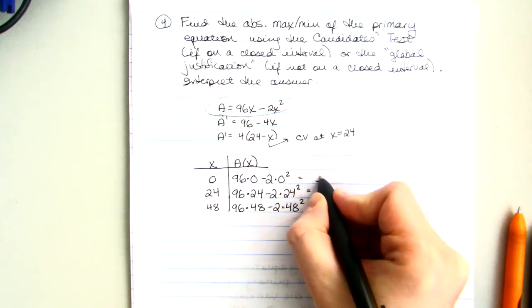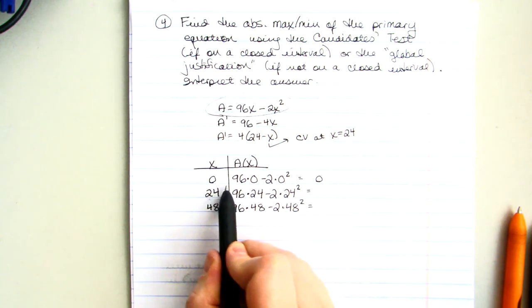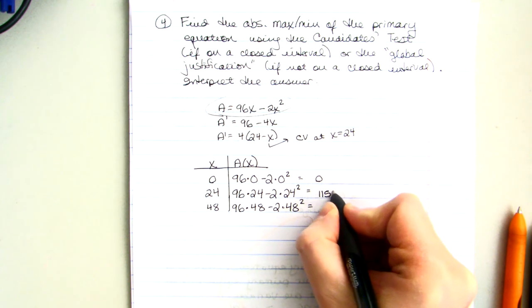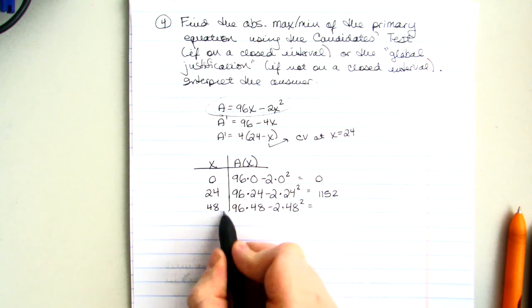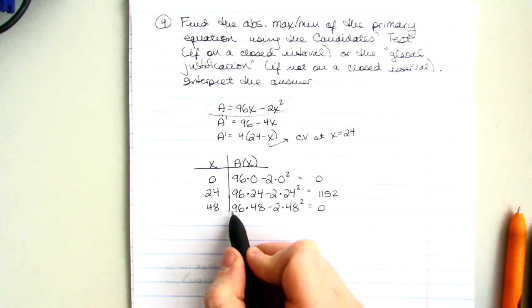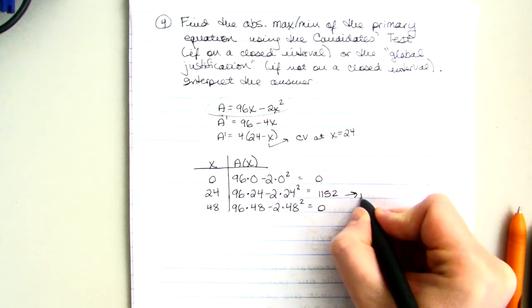Well, this first one should give us 0, which makes sense. If you have no length on one side, your area is going to be 0. This is going to be 1,152. This one's also going to be 0, because if we have 48 on one side and 48 on the other, then the other dimension is 0, so our area is 0. I think it's pretty clear where the max is. Our max is right over there.